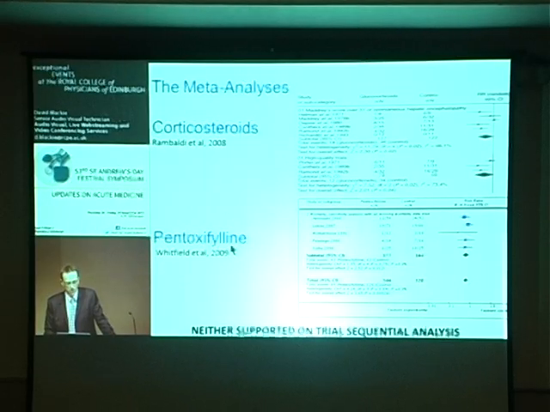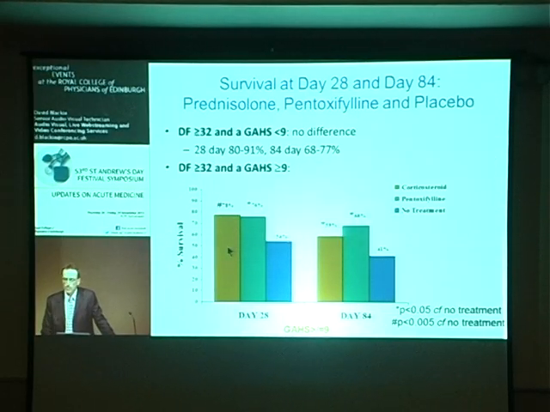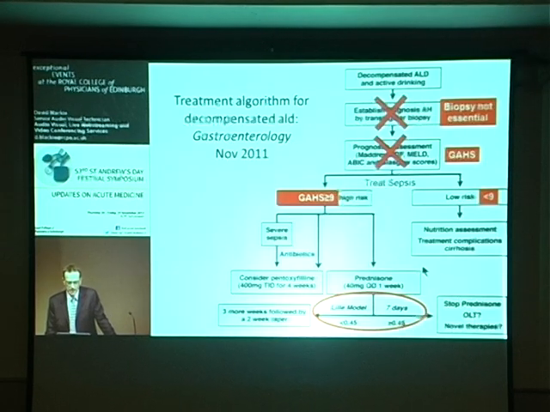Pentoxifylline is the other agent that's tried. From our own data, and I just want to share this with you, you can see here that the patients receiving steroids or pentoxifylline with a GAS score of greater than 9, there was a significant difference in survival. So we were able to increase the survival from 54% to 76%. So there's a 50% benefit in terms of treatment. And certainly from our perspective, this is an ongoing part of our algorithm.